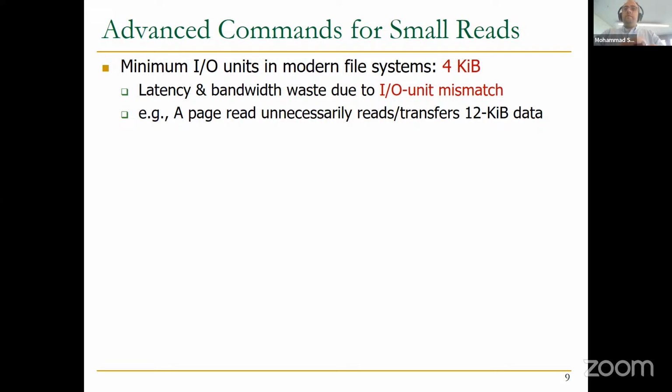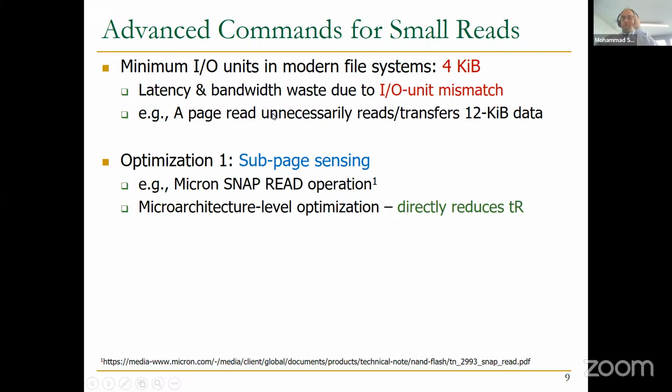So if you send a request from your file system, which is 4 kilobyte, a page read unnecessarily reads and transfers 12 kilobyte of data, and that can cause waste of bandwidth as well as longer latency, because you wanted 4 kilobyte, but you need to wait for a 16 kilobyte access. So there are a couple of optimizations that vendors are making these days. One of them is sub-page sensing that has been employed by Micron. You can check the link below.